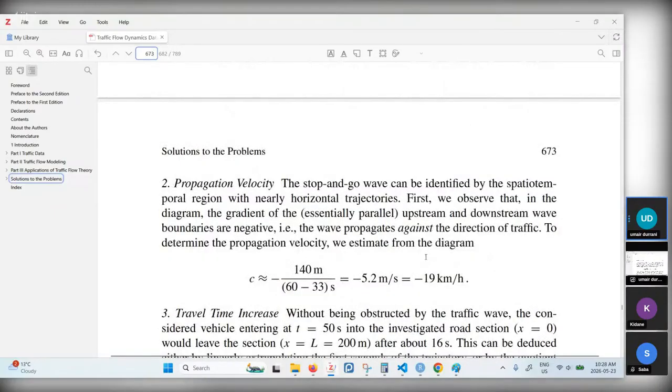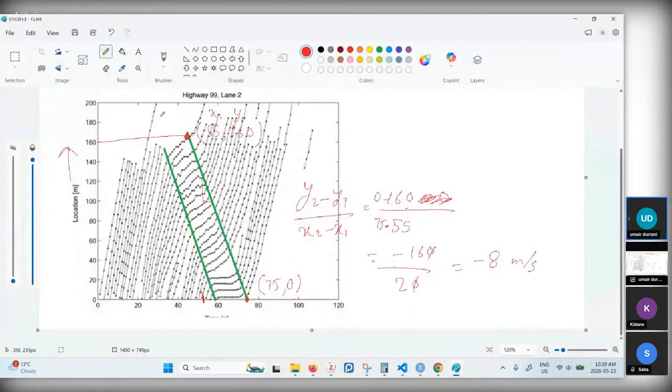So it says a stop and go wave can be identified by the spatiotemporal region with nearly horizontal trajectories. First, we observe that in the diagram, the gradient of the essentially parallel upstream and downstream wave boundaries are negative, which we also found. That is, the wave propagates against the direction of traffic. To determine the propagation velocity, we estimate from the diagram. So they are taking 140 meters instead of 160 that I did here.